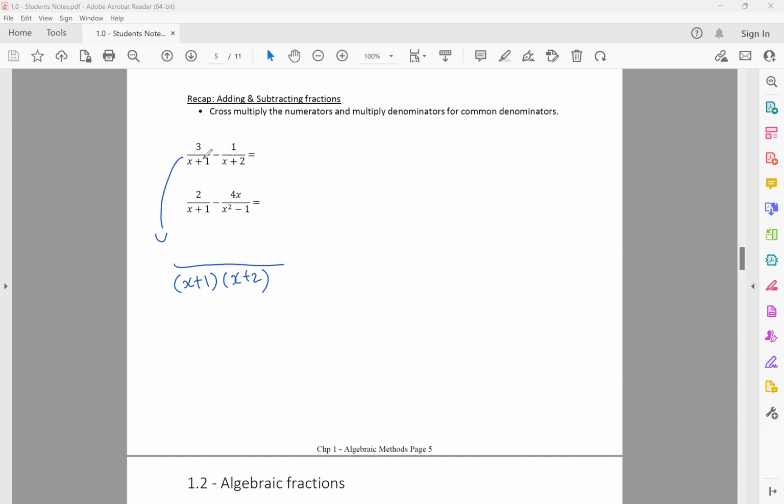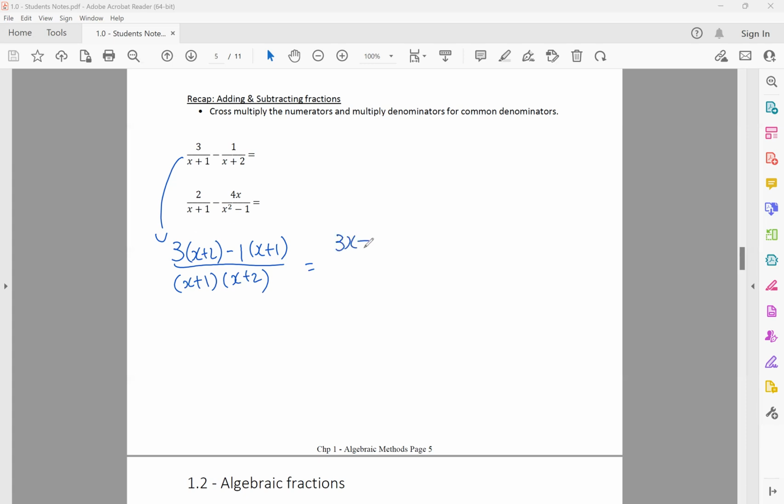Now for the first fraction, if I want a common denominator of x plus 1, x plus 2, then I need to multiply the first fraction by x plus 2. So it'll be 3 bracket x plus 2. The second fraction, minus 1 times x plus 1. Don't forget the bracket, because the minus will change the sign inside the bracket. And then we can expand the numerator and simplify it.